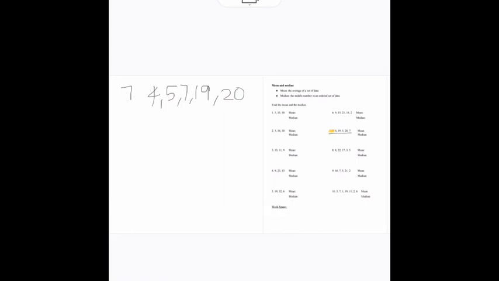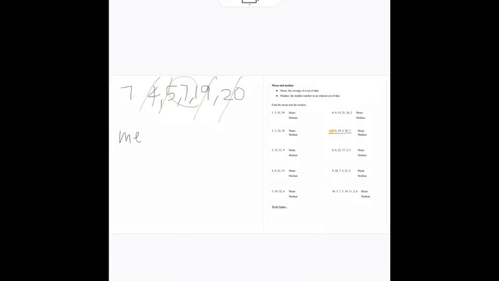Well, you can cross out the numbers one by one. So if you cross out this end, you cross out the other end. Cross out this end, cross the other end. Now what's the middle number? 7. So the median for number 7 is 7.